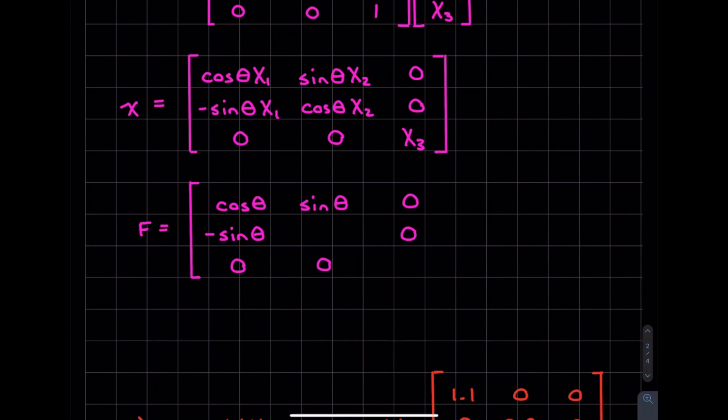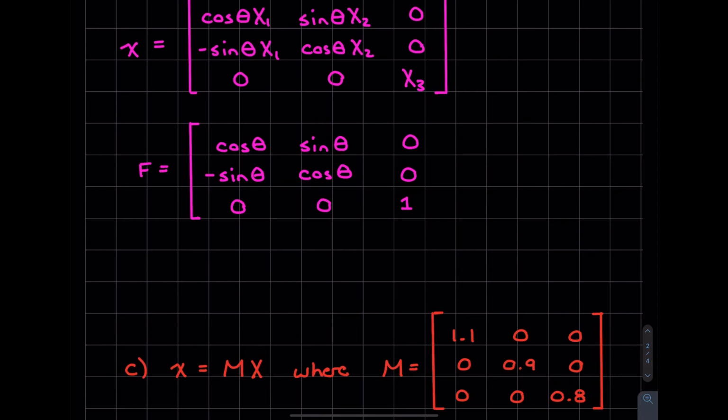And what's the partial derivative of cosine theta x2 with respect to x2? That's just going to be cosine theta. And then finally, at the very bottom corner, what's the partial derivative of x3 with respect to x3? That's just going to be equal to 1.